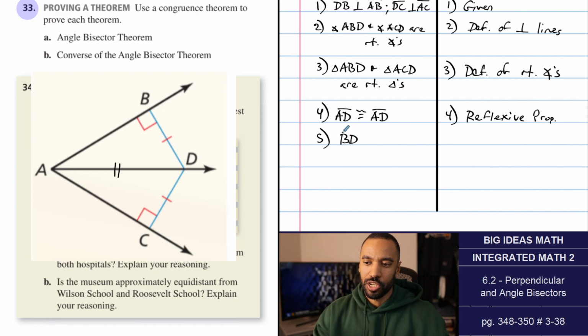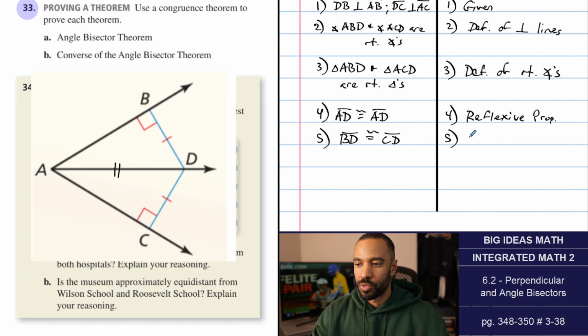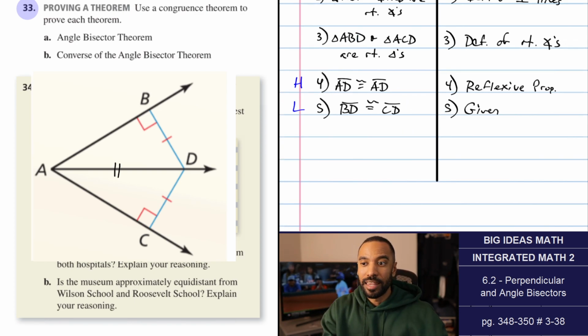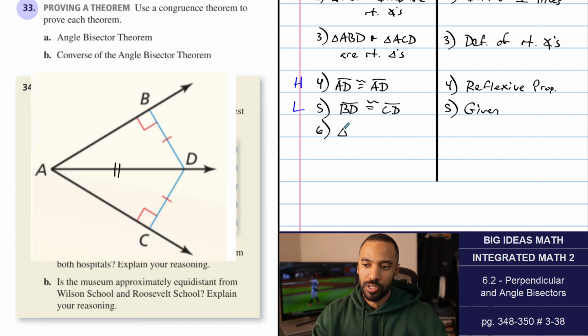Segment BD is congruent to segment CD. That's totally given. The only information it's going to lead to is the congruent triangle bit. So I have the congruent hypotenuses here and the congruent legs here. This will give you my HL, and they are right triangles. So my statement 6 will be my triangle congruent statement. Triangle ABD is congruent to triangle ACD by HL.